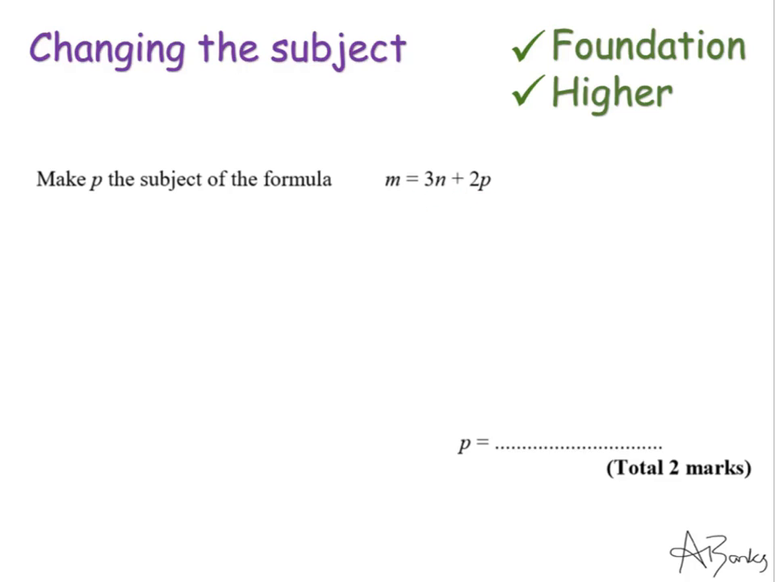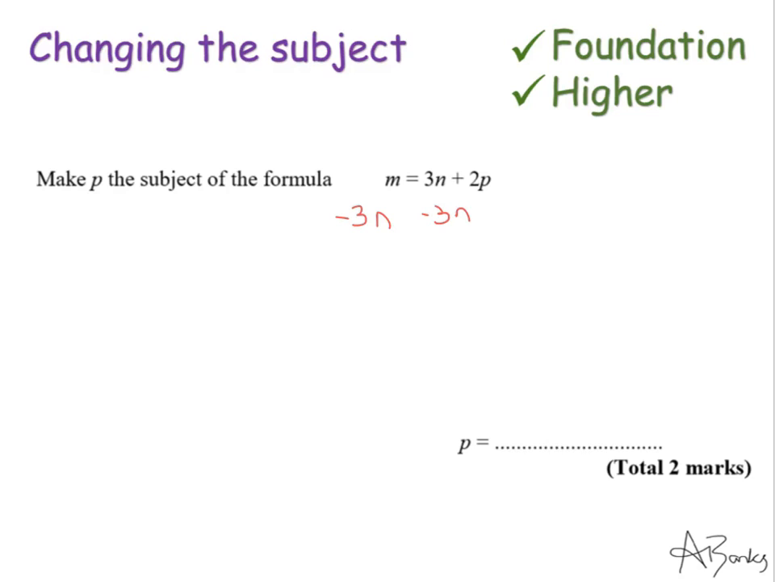In this question, we're asked to make p the subject of the formula. So we're aiming for p equals and then all our other terms on the other side of the equation. It's very similar to solving an equation. I'm trying to isolate the p. The first thing I'm going to get rid of is this 3n, because I can get rid of this first before dealing with this part. So get rid of the 3n by taking away 3n from both sides.